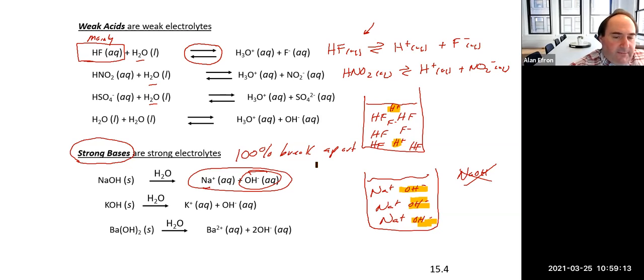The ability to produce a lot of OH minus very quickly, if you will, in solution. Any questions on that there?